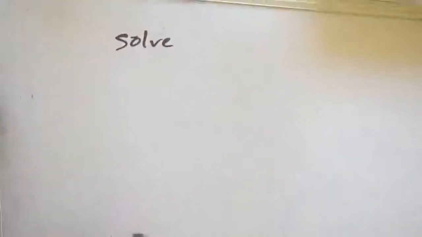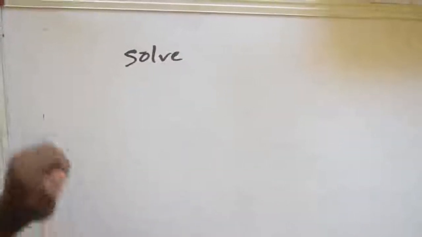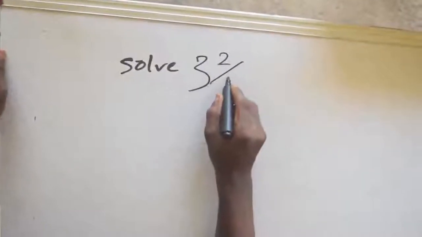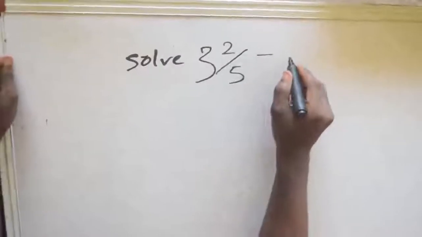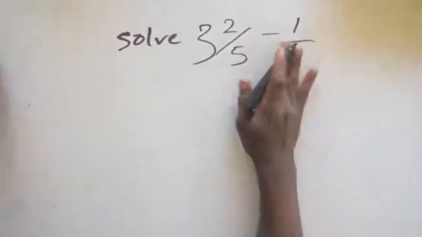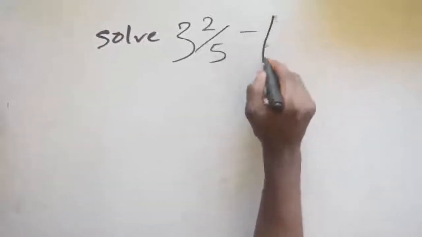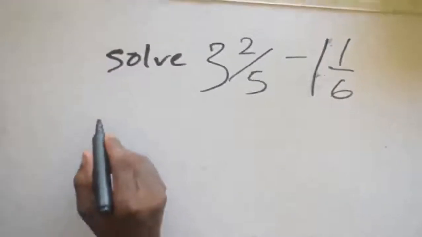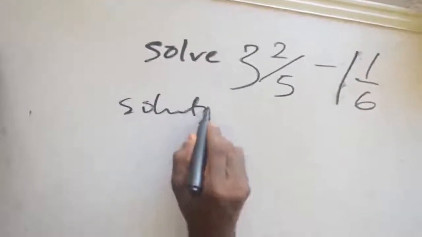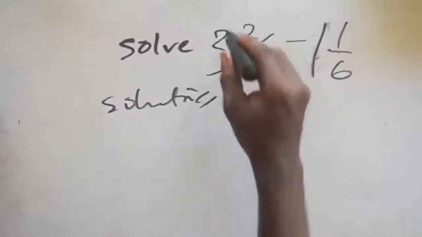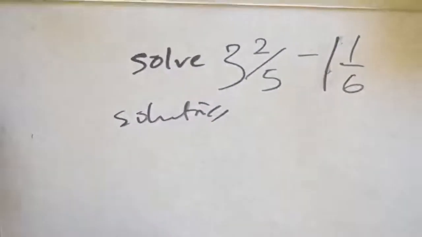Now, in a situation whereby you have, let's say, 3 whole number 2 over 5 minus 1 over 6, forgive me, 1 whole number 1 over 6. As I solve this, the first thing, we write solution. The next thing, since we have mixed fractions, you can't stop. Some people will go and add these two. Don't make such a mistake, please.